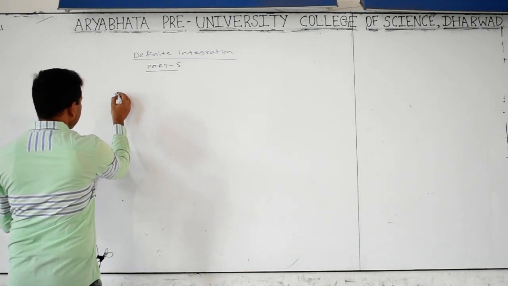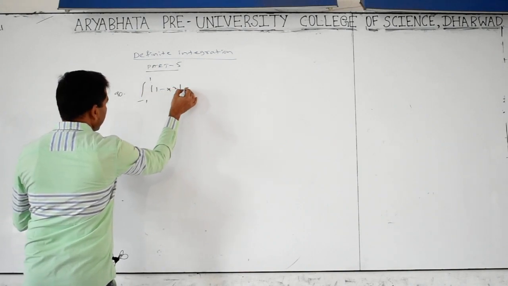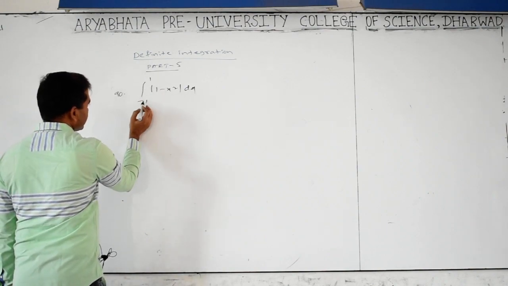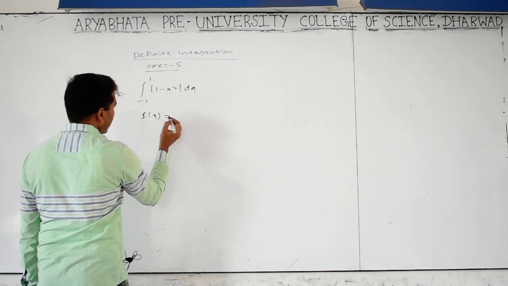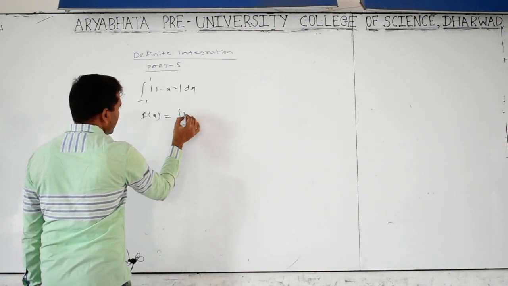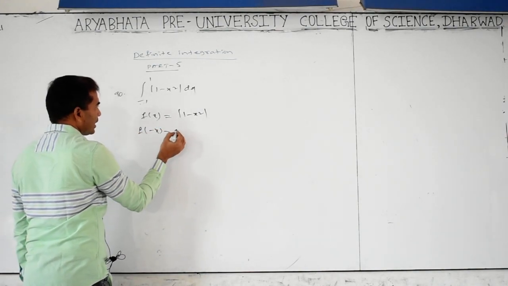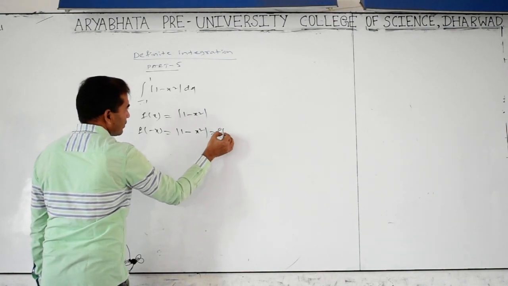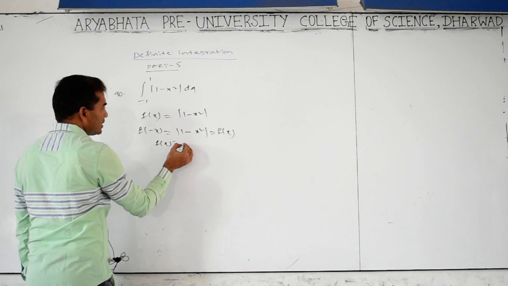Next, question number 90: integration of minus 1 to 1 mod of 1 minus x square dx. First, both limits are the same with opposite sign. In such a case, we have to verify whether the function is even or not. f of x equals mod of 1 minus x square. Put x equal to minus x: mod of 1 minus x square, the same, we get f of x. Then f of x is even.